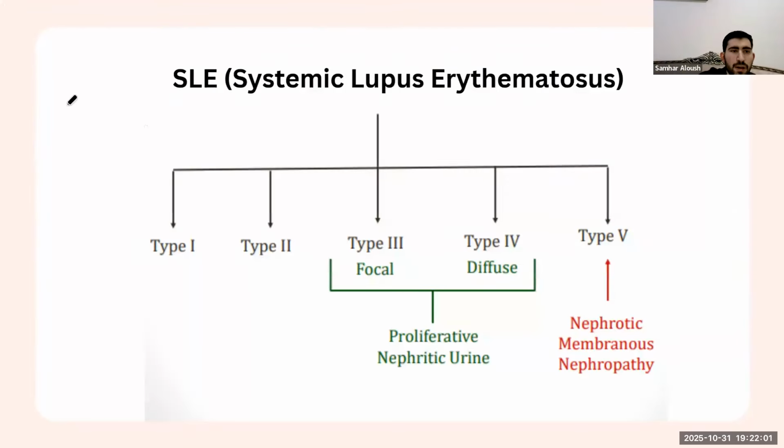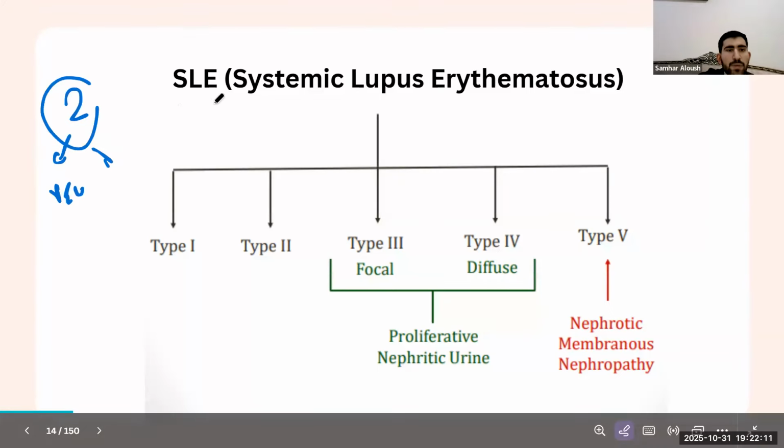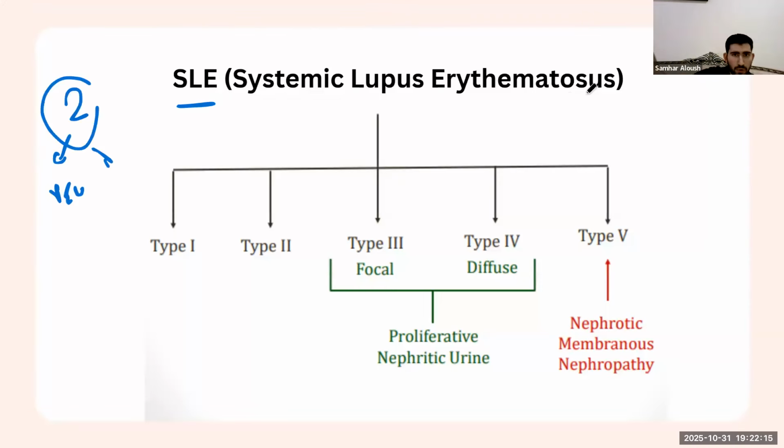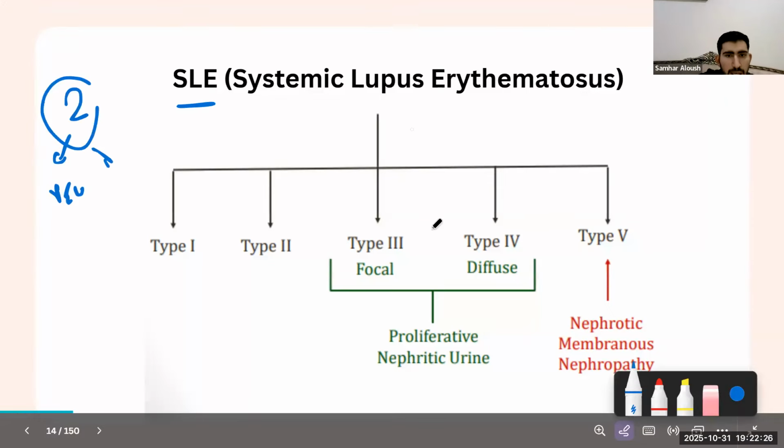Now, we covered two diseases, PSGN and IgA nephropathy. These two cause nephritic syndrome. Now, the third one that causes nephritic syndrome is SLE, systemic lupus erythematosus. Now, I expect you to know the symptoms of SLE, like the malar rash, the brain soap mnemonic. I expect you to know these, but let's cover the renal stuff.